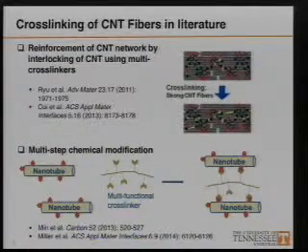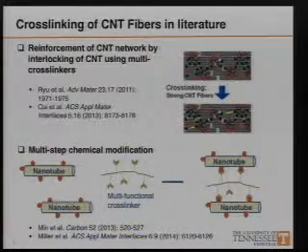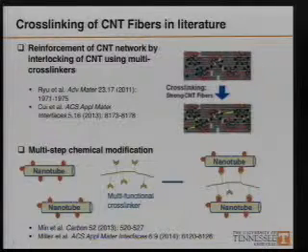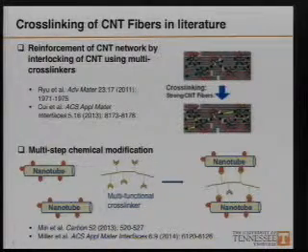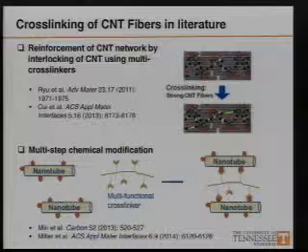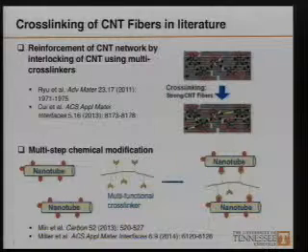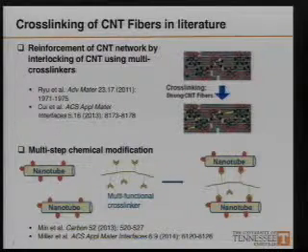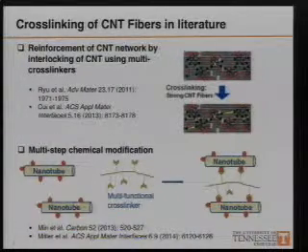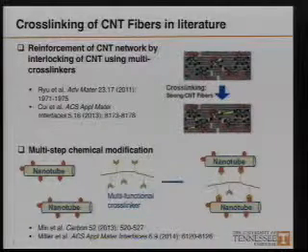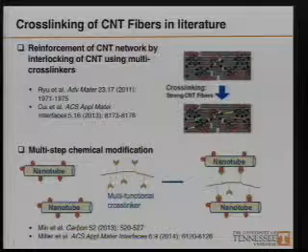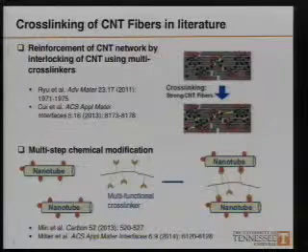For the cross-linking of carbon nanotube fibers reported in the literature, there are mainly two strategies. One is reinforcement of carbon nanotube network by interlocking of nanotubes using a multifunctional crosslinker. In this strategy, please be noted that these multifunctional crosslinkers do not form covalent bonds with the nanotubes, but they crosslink with themselves. Other strategies include multi-step chemical modification, in which the nanotubes are first functionalized with one moiety, and then this moiety will react with multifunctional crosslinker to establish the covalent bonds.